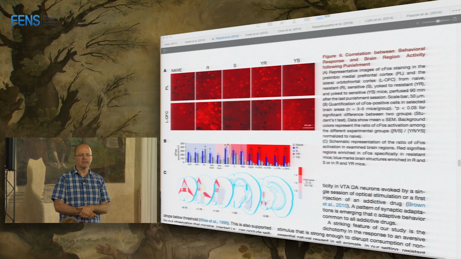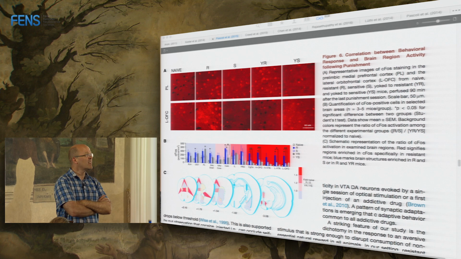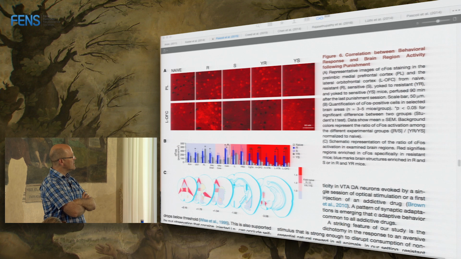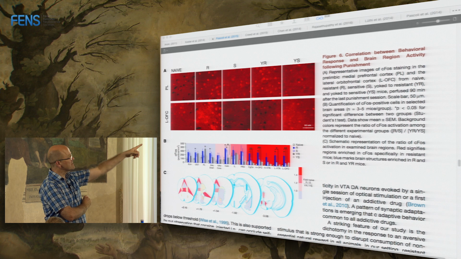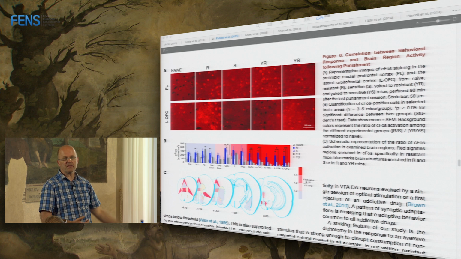Yes? There are more false positive cells in the prelimbic cortex. Here is prefrontal cortex. Yeah, so there are more in the resistant than in the naive, and there are more in the resistant than in the sensitive. But if you look at the yoke, there's also more in the yoke than in the sensitive. I mean, this is clearly visible, right?